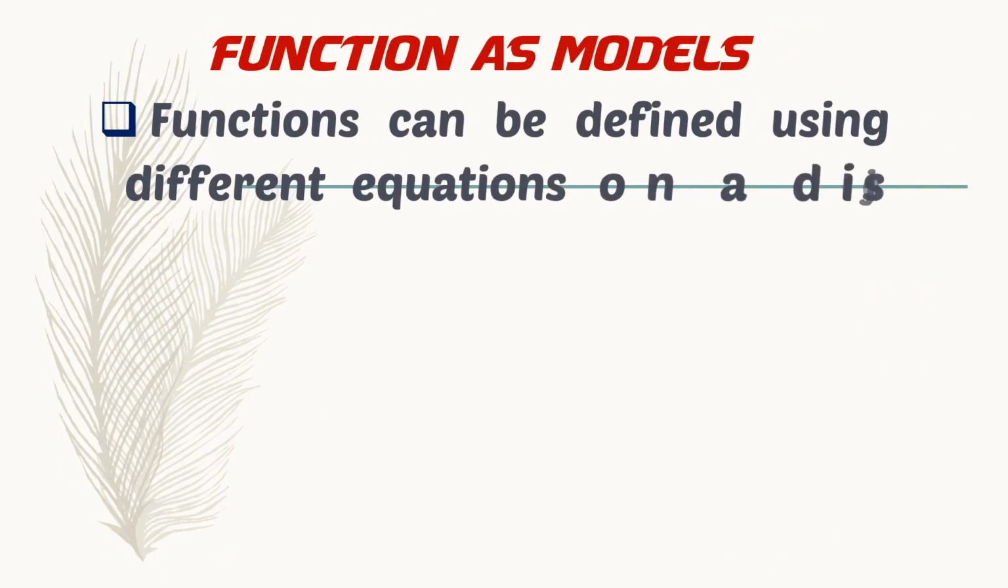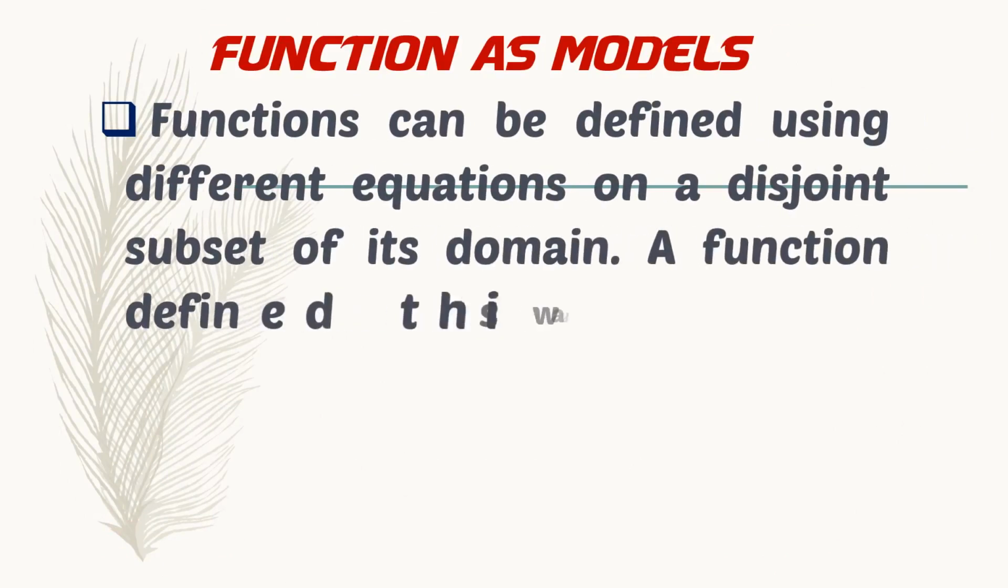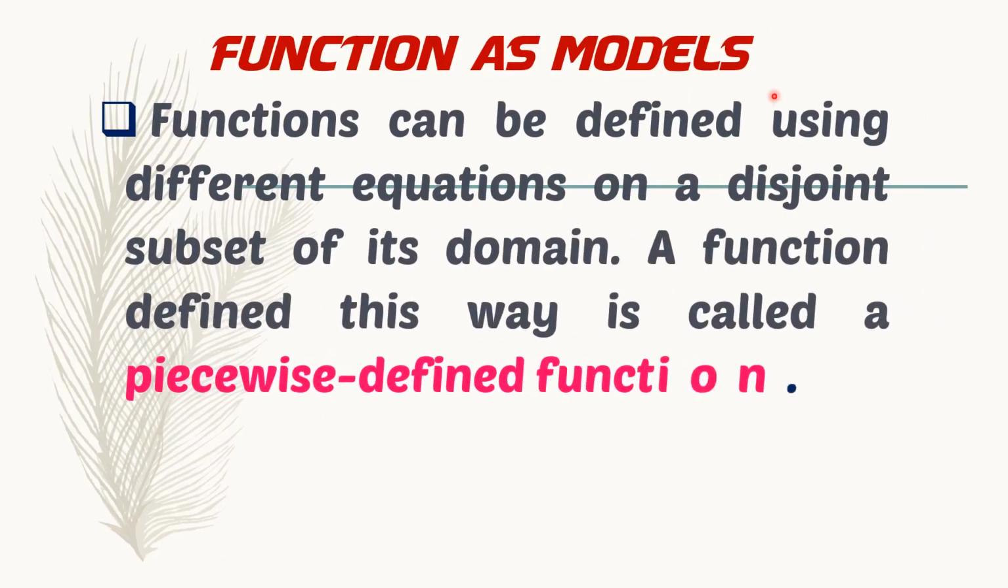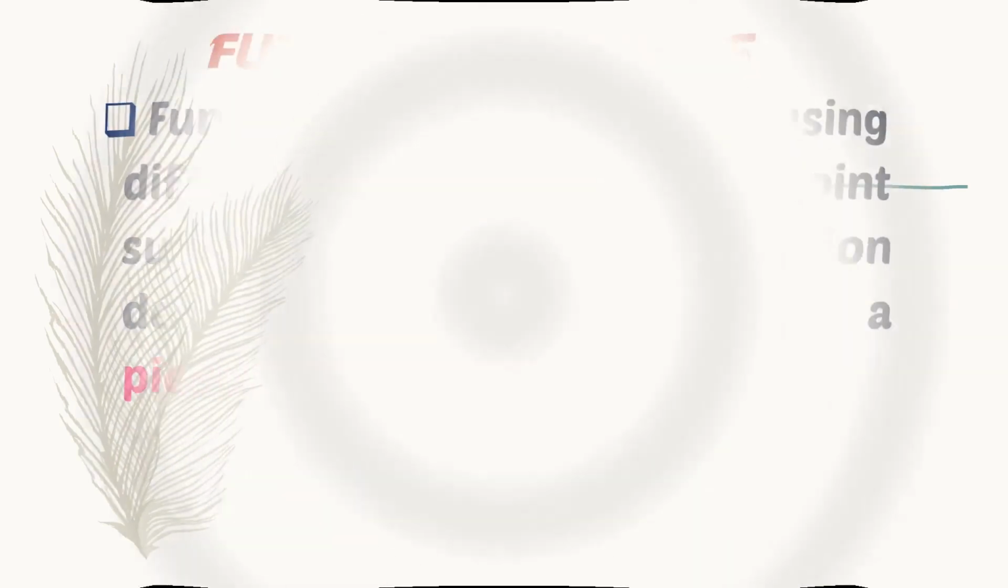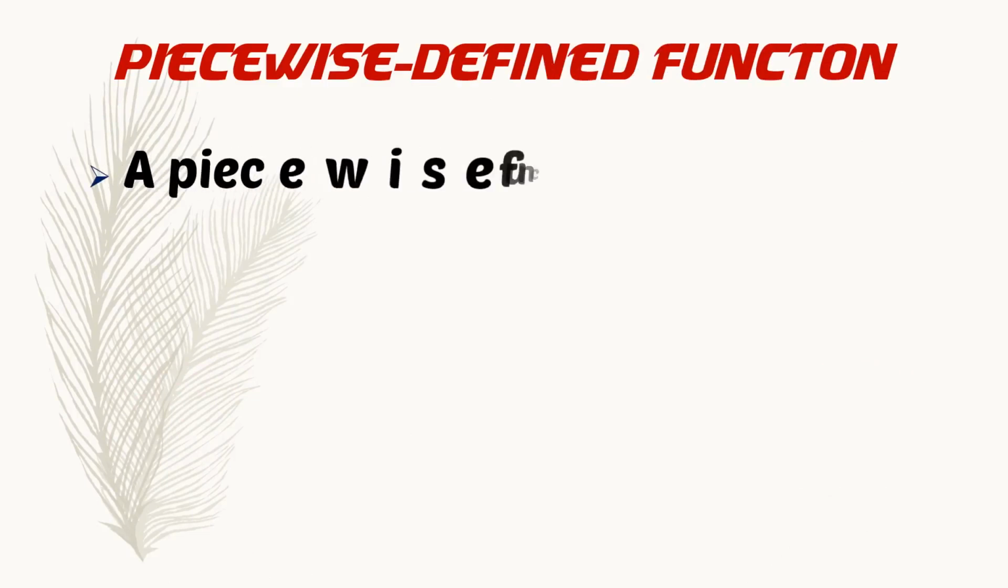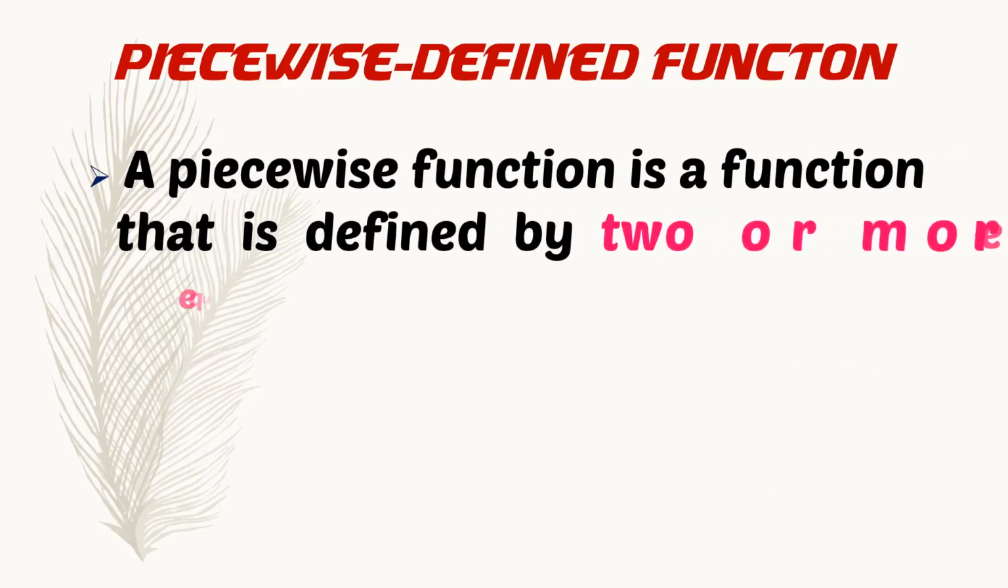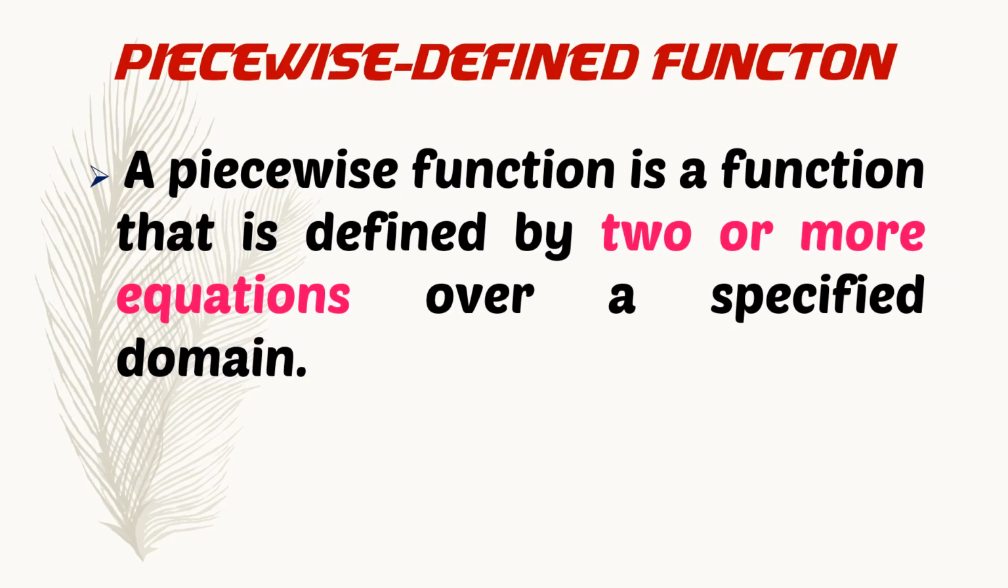A function can be defined using different equations on a disjoint subset of its domain. Disjoint meaning separated. A function defined this way is called a piecewise defined function or simply a piecewise function. A piecewise defined function is a function that is defined by two or more equations over a specified domain.